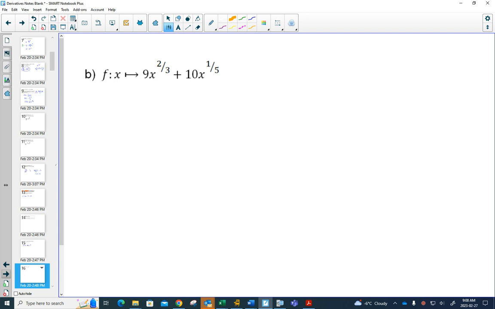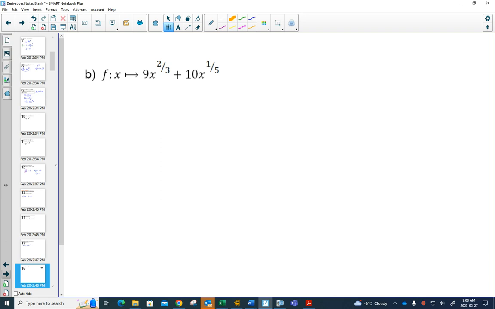Imagine this one with the 1/5 with your definition of the derivative. You would have to probably figure out how to do a sum of fifths. I don't know what that is actually. It wouldn't be nice to work with.